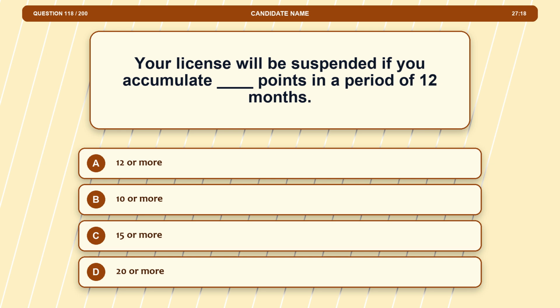Question 118. Your license will be suspended if you accumulate blank points in a period of 12 months. Option A, 12 or more. Option B, 10 or more. Option C, 15 or more. Option D, 20 or more.